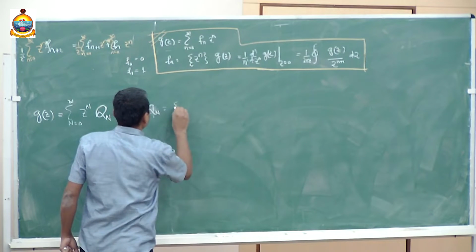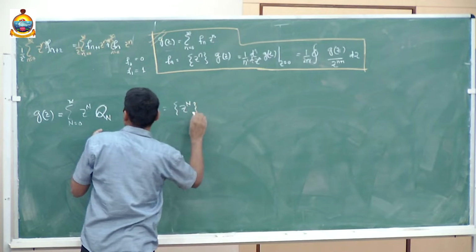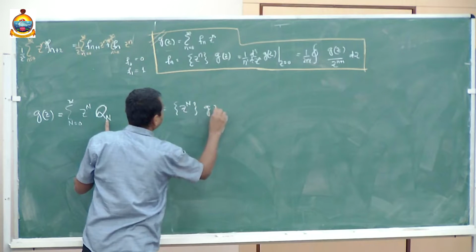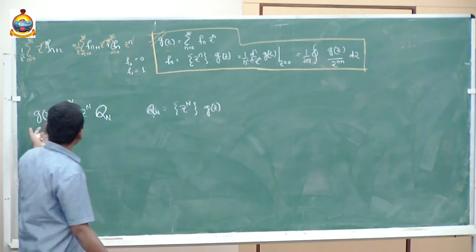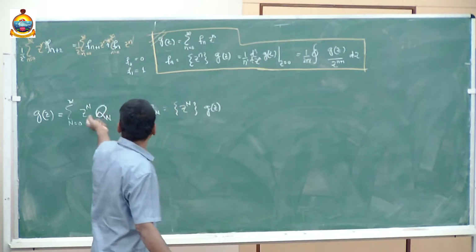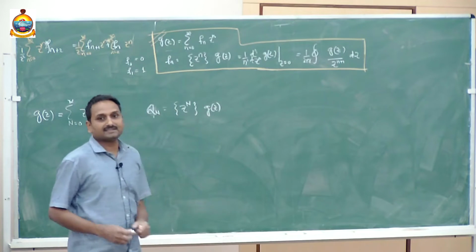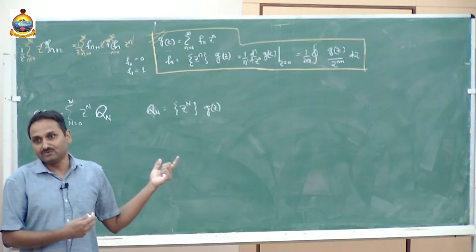So Qn, this formula just tells you that this is the coefficient of z to the power n in g(z). That's all. So if you can calculate g(z), whatever way you do it, then you can find Qn. This is one way of doing it.